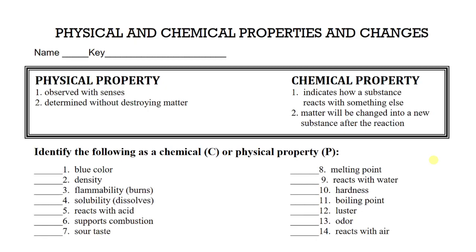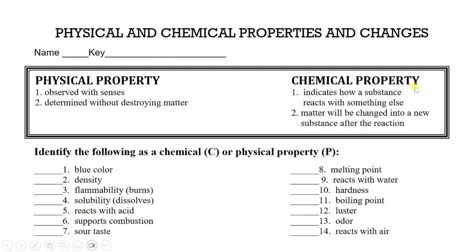Here is a sample quiz on the physical and chemical properties of matter. Again, we can categorize the properties of matter as either physical or chemical. Physical properties, most of this can be easily observed. They can be easily observed because most of this can be observed with our senses. So we can see this, we can feel this, we can smell this, we can taste these properties.